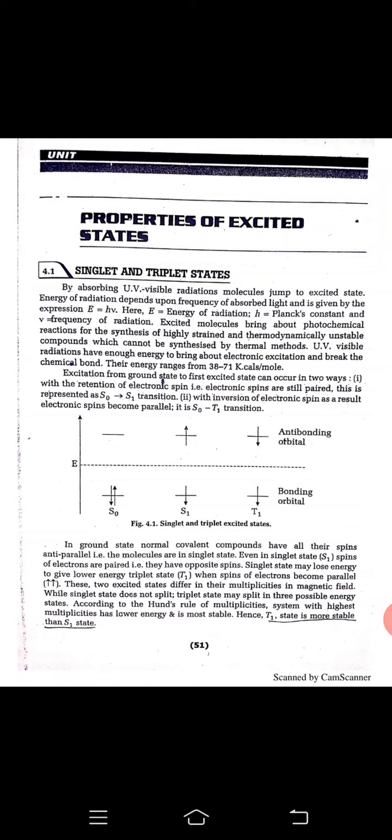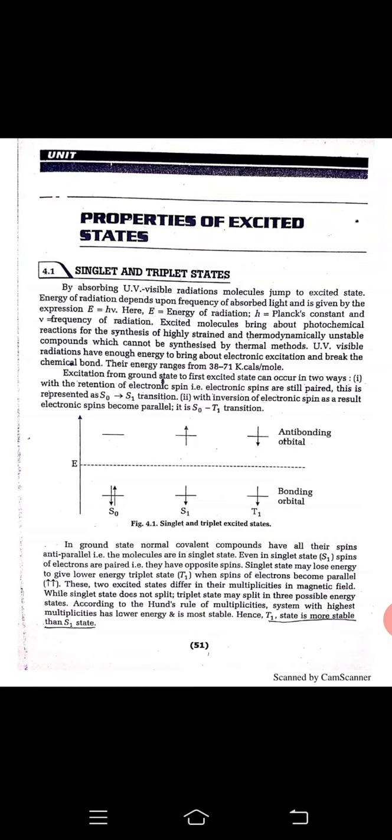This is a class of our M.Sc final year. Paper is 7th B. Unit is Photochemistry, Unit first. This unit is the first half of the syllabus, and half of it has been completed. Now we discuss the properties of excited states.